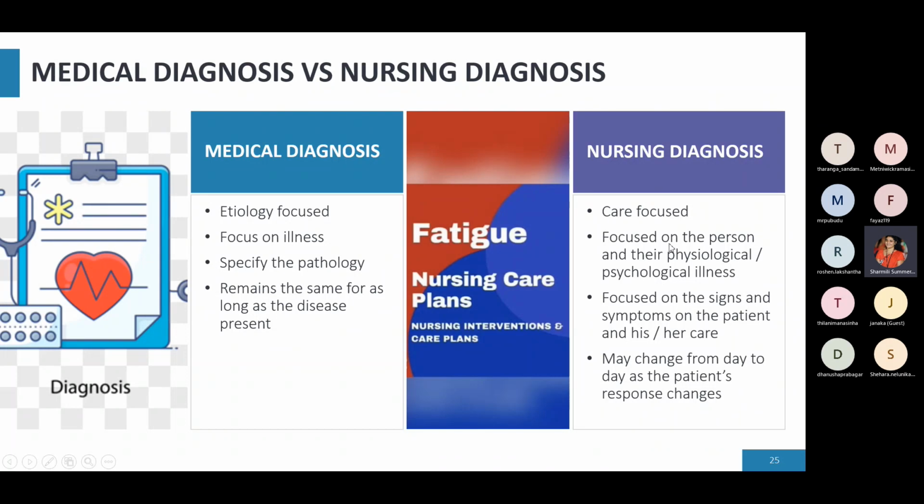But in nursing, it is focused on the person's physical condition and their psychological, emotional and spiritual condition, and in addition to the person, they focus on the community as well as the patient's other family members. And medical diagnosis specifies the pathology. Pathology means the reason why this disease occurs, why it increases or why it doesn't increase. Only the physiology of the disease. But nursing diagnosis focuses on the patient's signs and symptoms and, mainly, patient care. And medical diagnosis remains the same for as long as the disease is present.